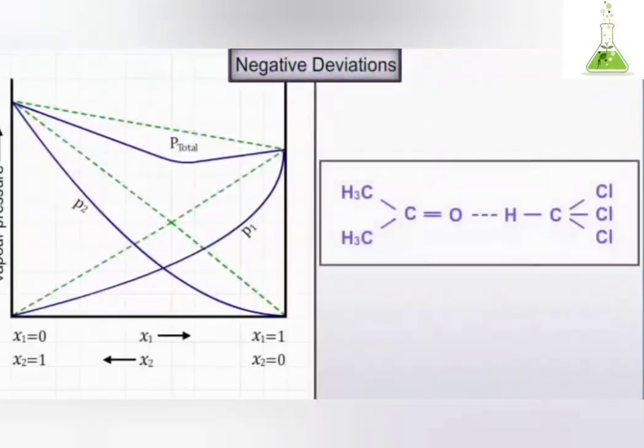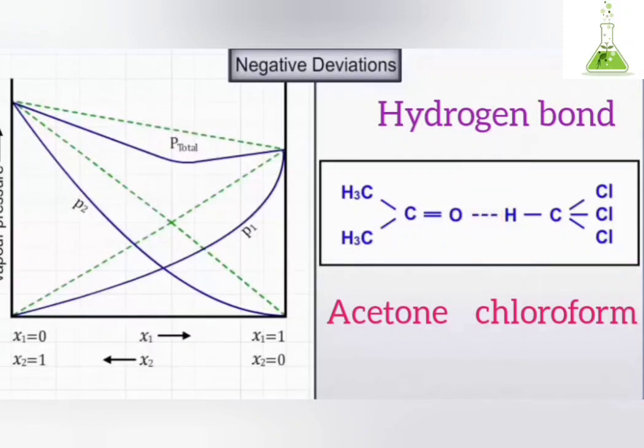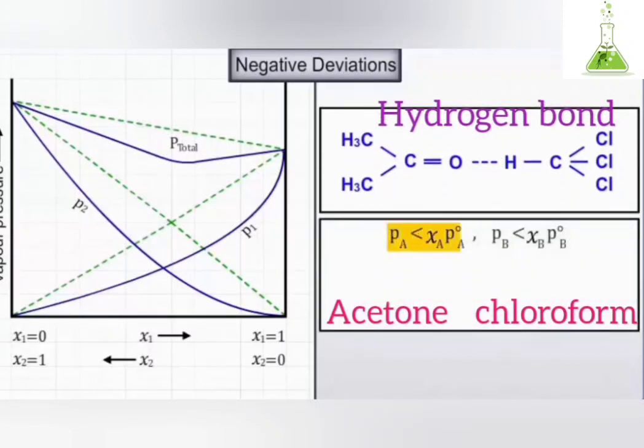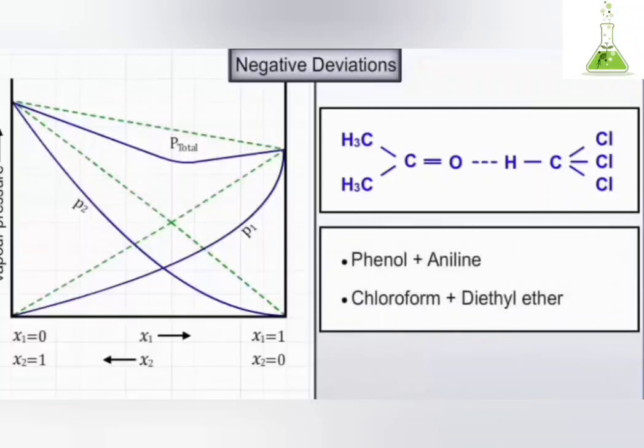For example, when acetone and chloroform are mixed together, a strong hydrogen bond is formed between the two molecules. Now, these molecules can no longer escape to the gaseous phase, thereby their vapor pressure decreases. Also, the total vapor pressure of the solution will decrease. For solutions exhibiting negative deviation from Raoult's law, the enthalpy of mixing as well as the volume of mixing will be negative. The pairs of solutions exhibiting negative deviation from Raoult's law are, first, phenol and aniline, second, chloroform and diethyl ether.